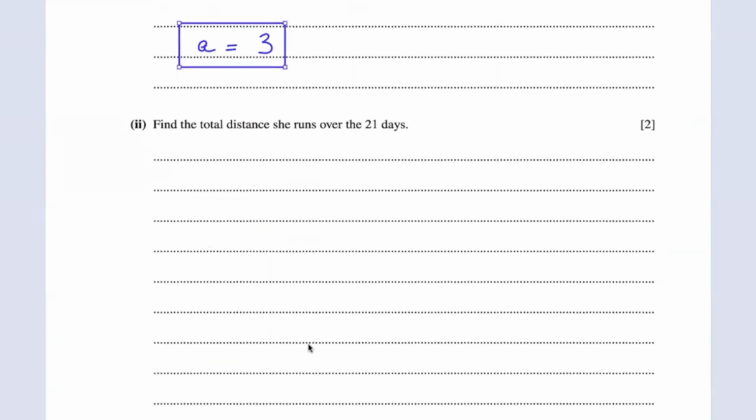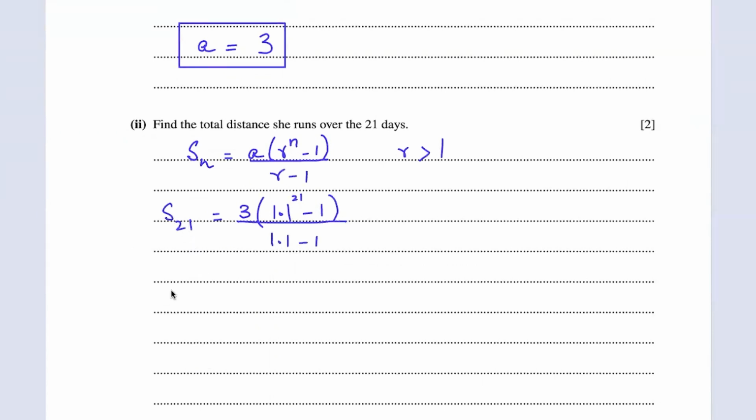In part B, we have to find the total distance she runs over the 21 days. So we know that the sum of a geometric progression is given by A into r power n minus 1 divided by r minus 1, as r is greater than 1. So the value of A is 3, r is 1.1, n will be 21, minus 1 upon 1.1 minus 1. Substituting these values in the calculator, we get the sum for the 21 days to be 192 kilometers.